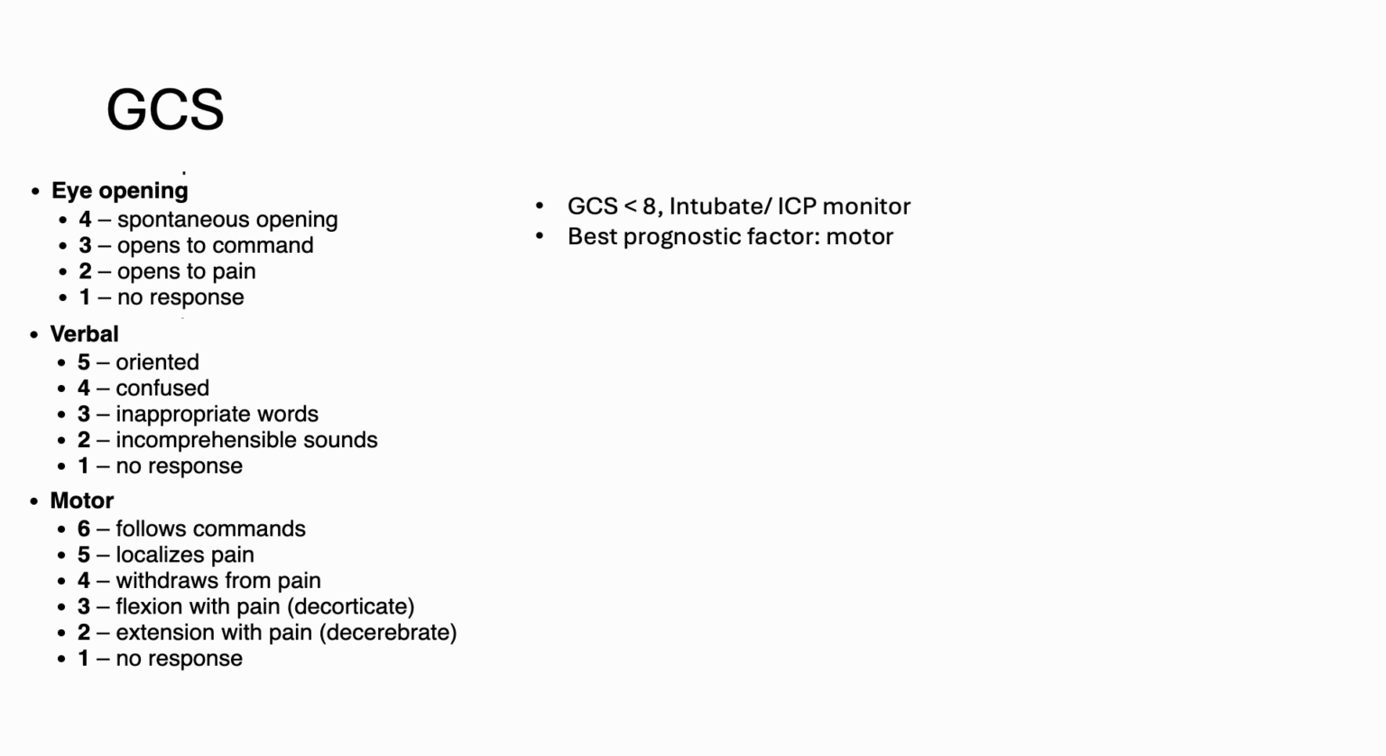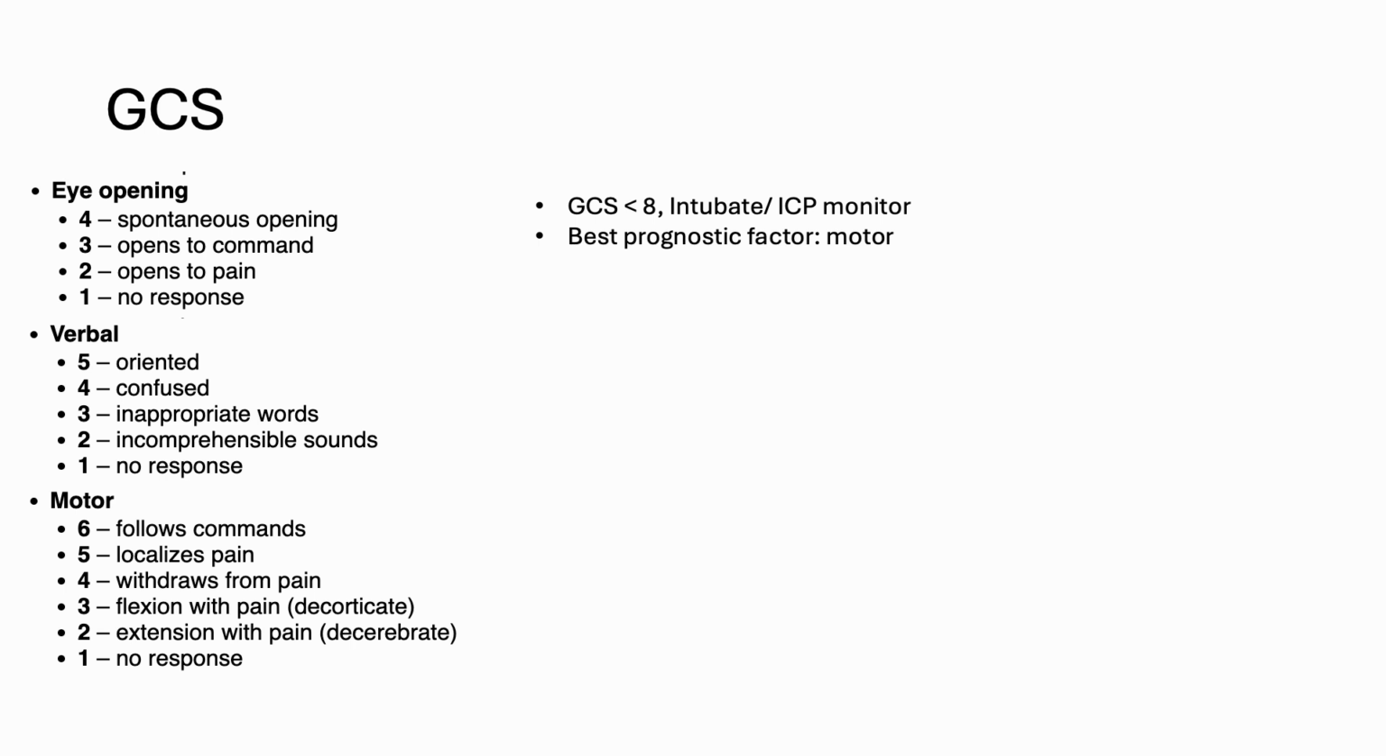For somebody who's intubated, the maximum score that they can have is an 11T. And then the maximum score for any patient is going to be a 15. The minimum score is a 3. The best prognostic factor of a GCS is going to be the motor component, and then a GCS less than 8 is an indication to intubate and also an indication for an ICP monitor.